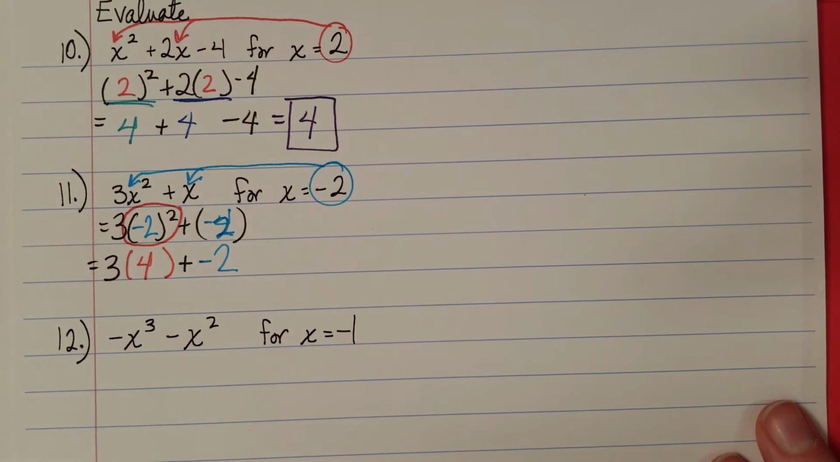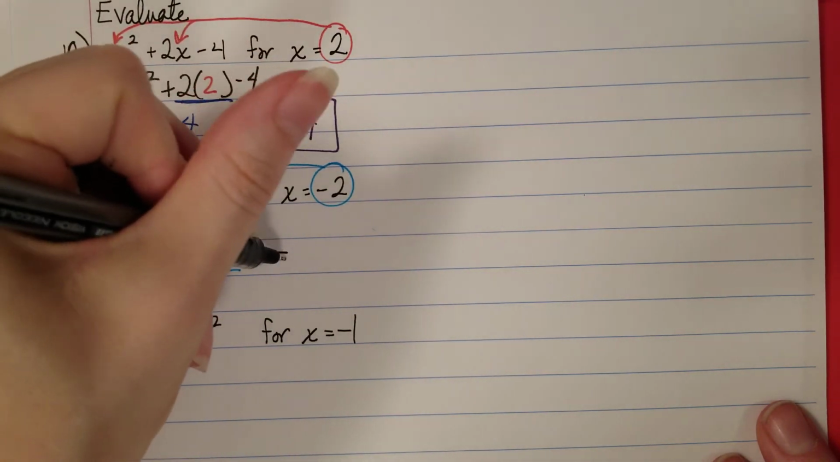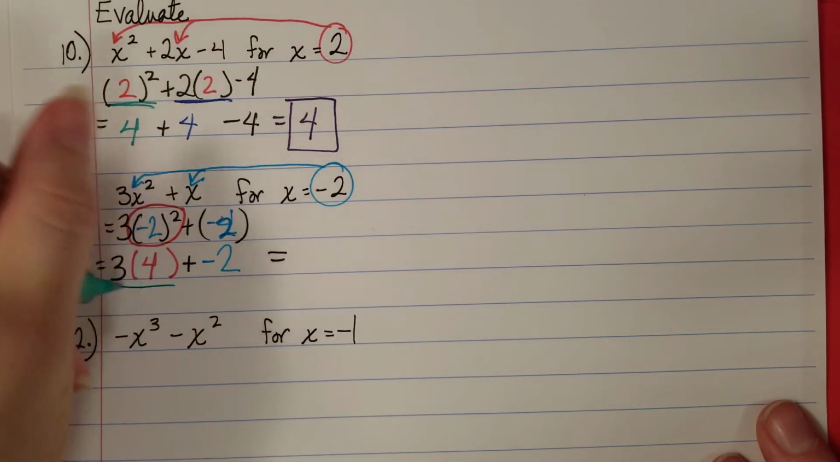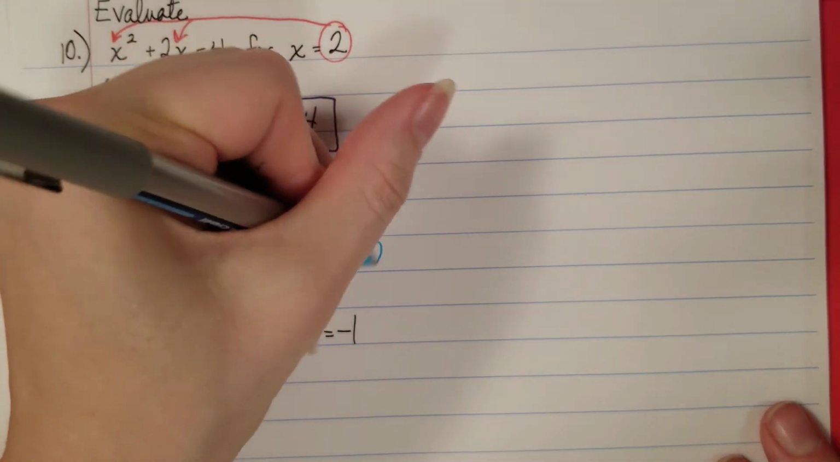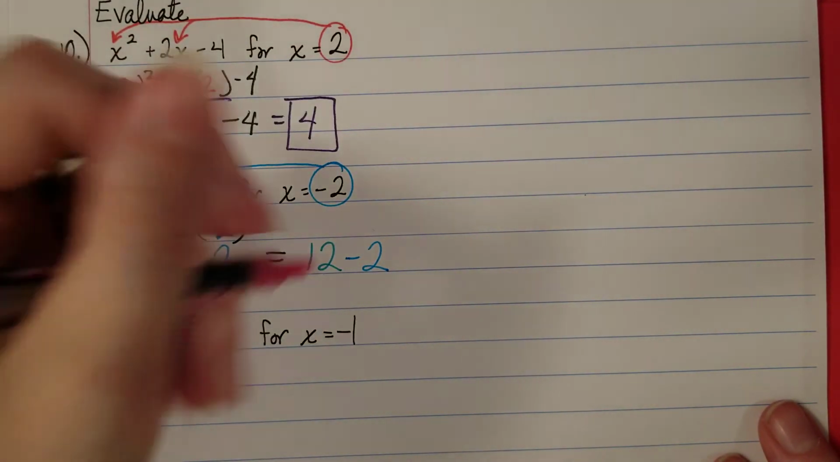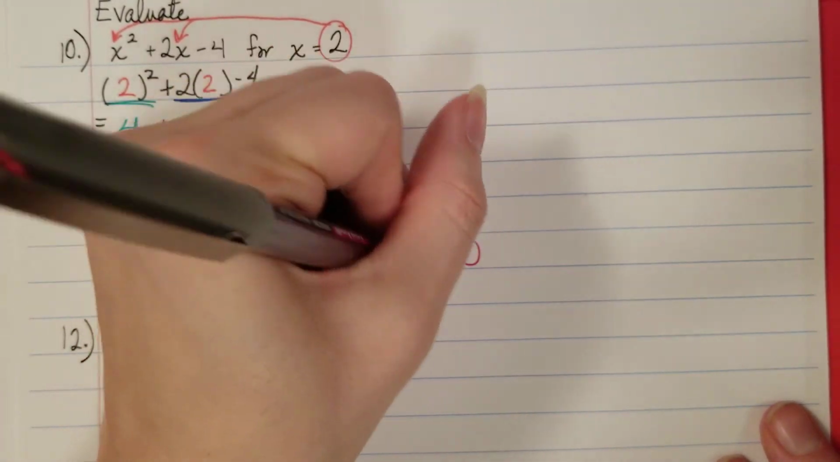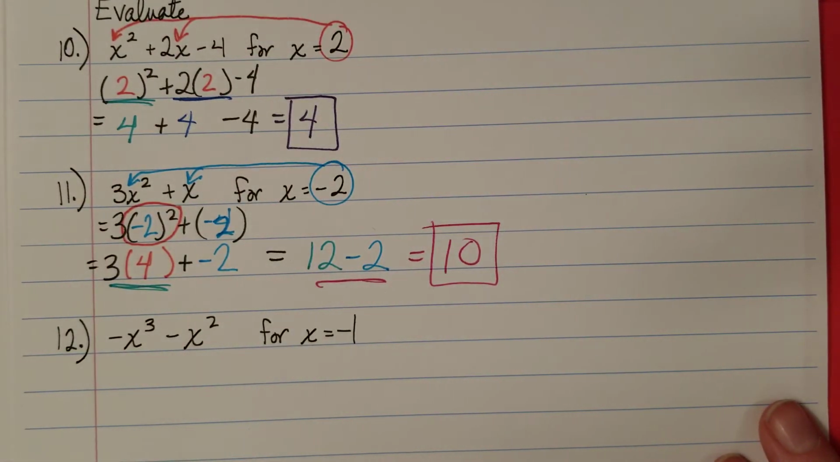All right, now next we're going to multiply. So 3 times 4 is 12. And 12 minus 2 equals 10. So 10 is the final answer for that.